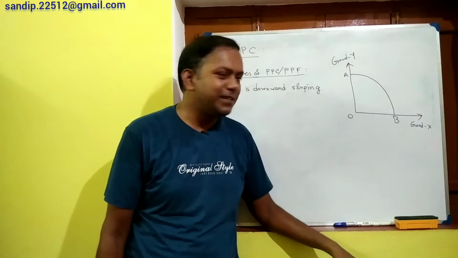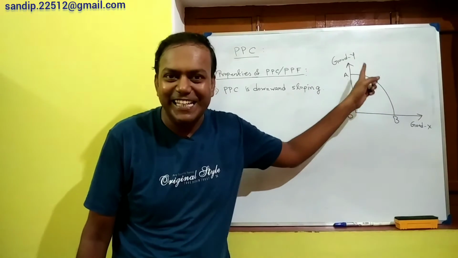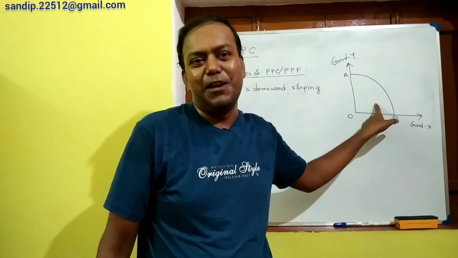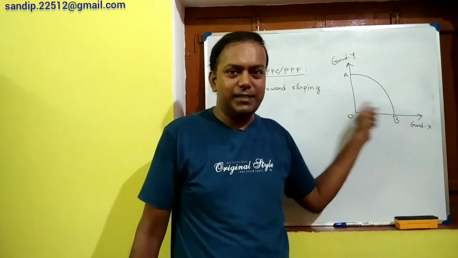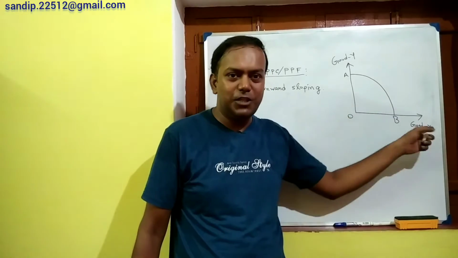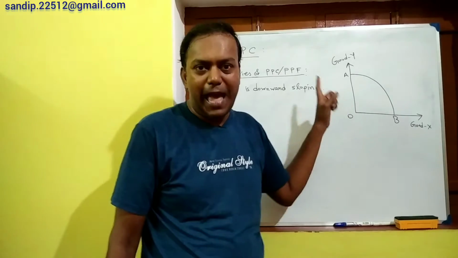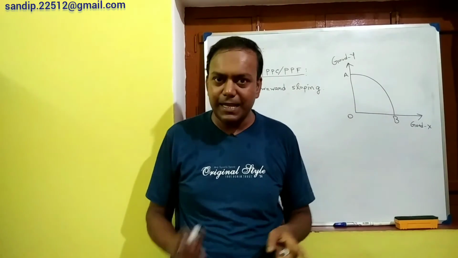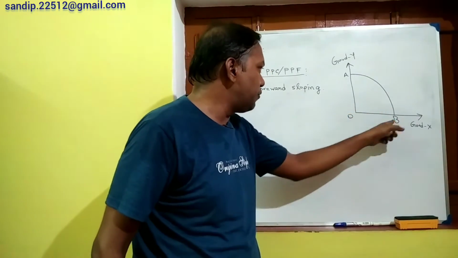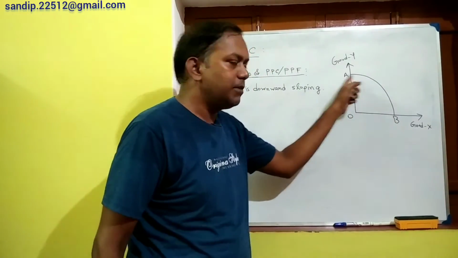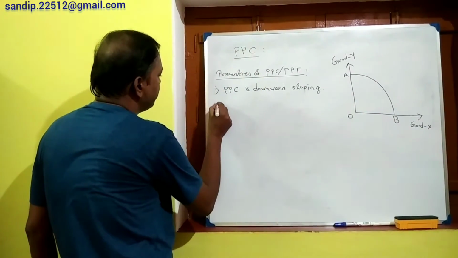Some students may say, no sir, it is upward rising like this, but it is not upward rising, because it is the concept of math. We are measuring the horizontal axis along this direction and the vertical axis along this direction. We have to read any curve from left to right always. So if you see it left to right, the curve is downward sloping.